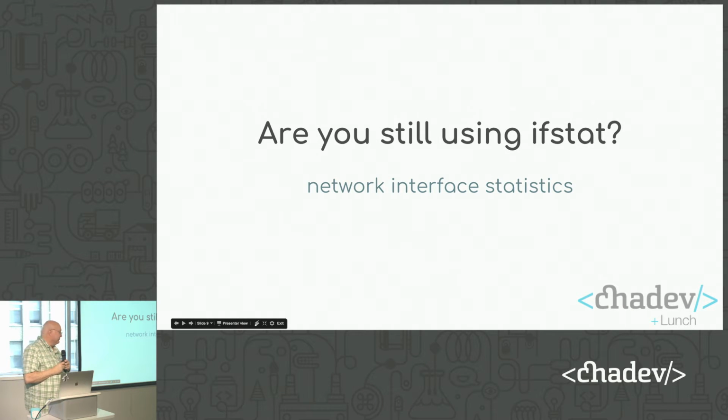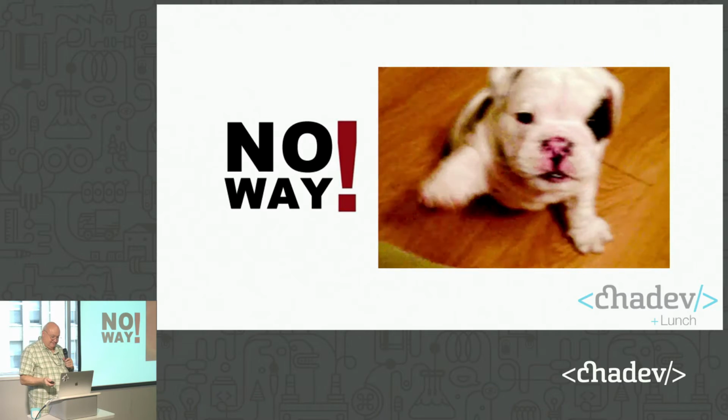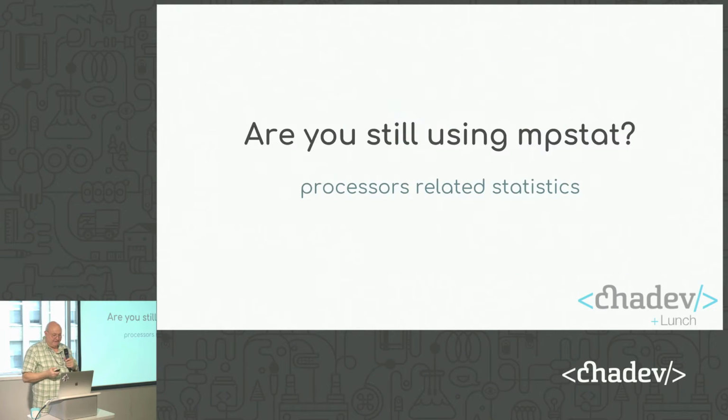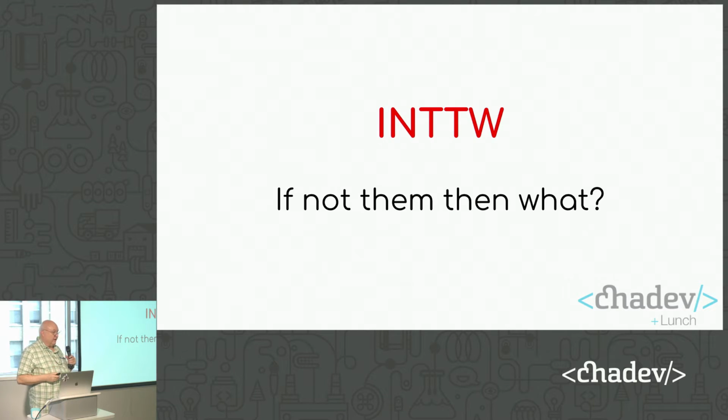ifstat. You've got to know something about your interfaces, right? Guess what the answer is? No, don't do it. All right. And finally, mpstat, multiprocessors. There's hardly anything out there with one processor anymore. You've got to have something for that. mpstat's not the right way. Don't do it. So, if not them, then what?